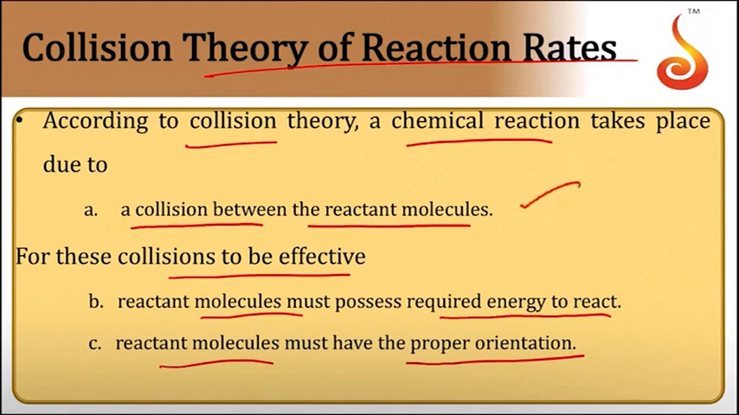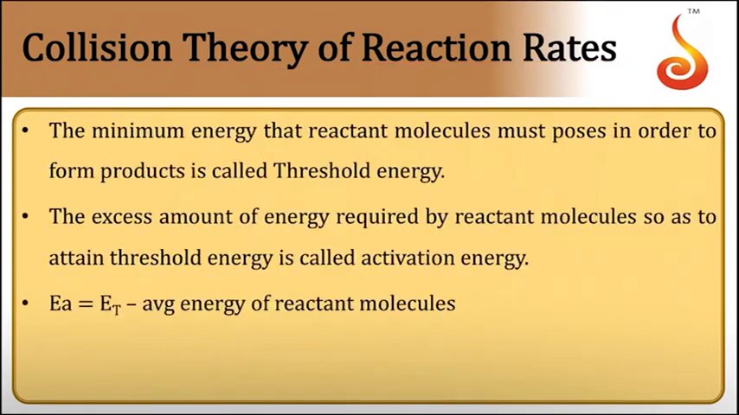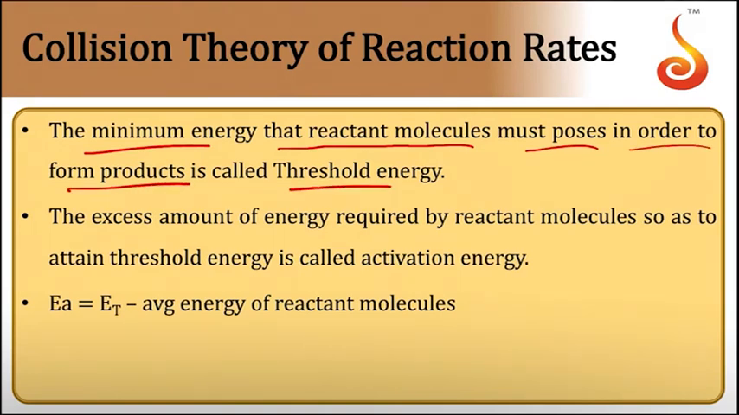There is one point here. Then the collisions must have required amount of energy. Third point is that they must have proper orientation. Then the reaction will be fruitful. Now let us take the meaning of the energy terms involved in the collision theory of reaction rates. The minimum energy that reactant molecules must possess in order to form products is called threshold energy.